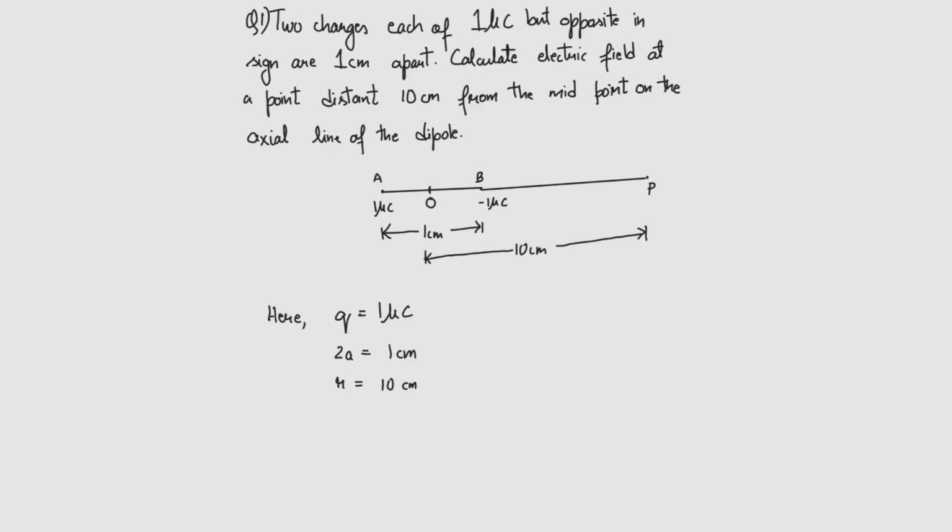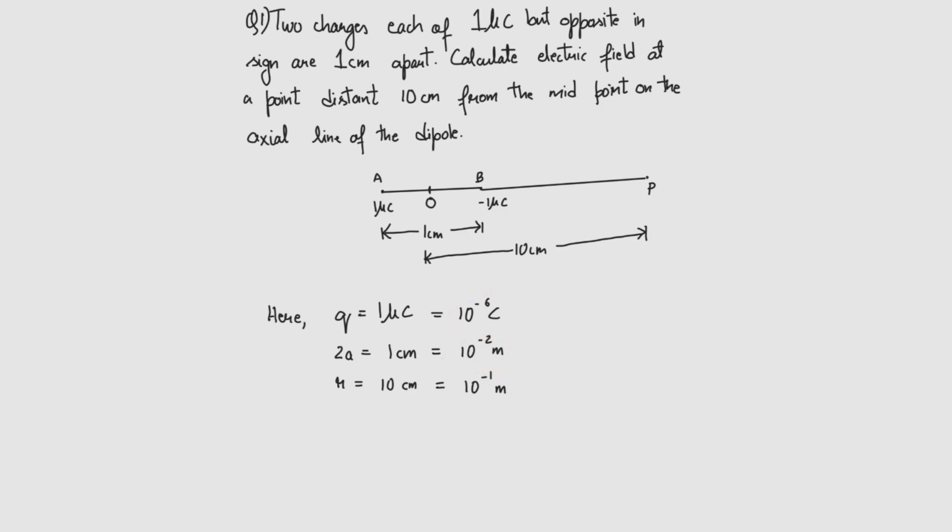Before we calculate, convert them first to SI unit. In SI unit, the charge is 10 to the power minus 6 coulomb. In SI unit, 1 centimeter is 10 to the power minus 2 meter. And the same thing with 10 centimeter, in terms of meter it is 10 to the power minus 1 meter. Alright?